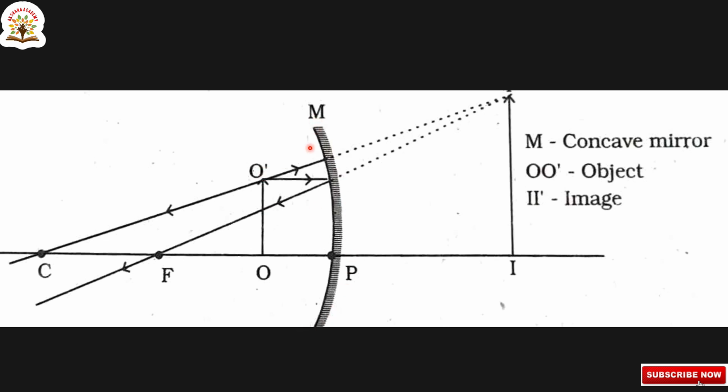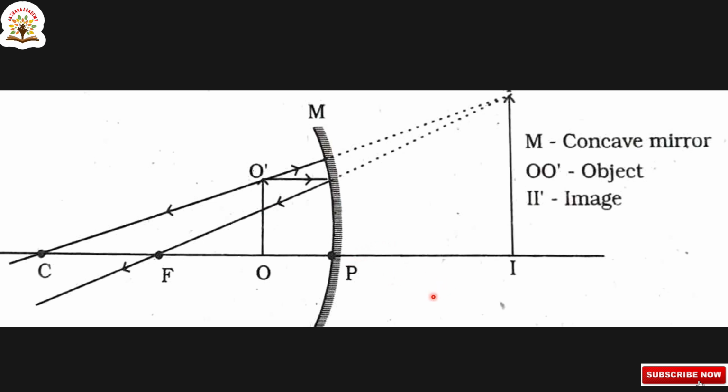Here M represents the concave mirror. So this is the virtual image. When the object is placed in between pole and focus, then we are getting the virtual image. The image is virtual, erect and magnified. So in this case we are getting the virtual image when the object is placed between pole and focus of a concave mirror. Here M represents the concave mirror, O dash represents the object, I dash is the image.